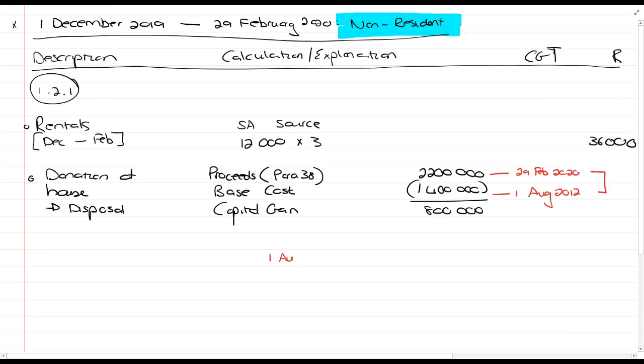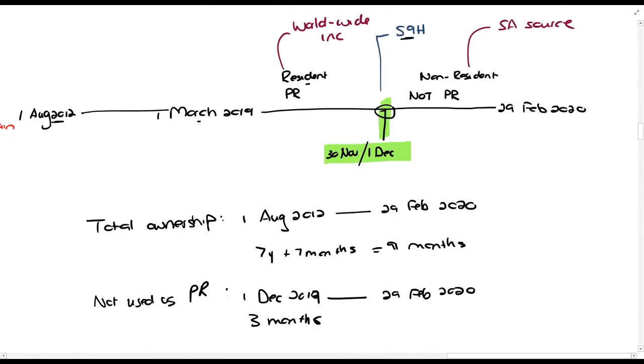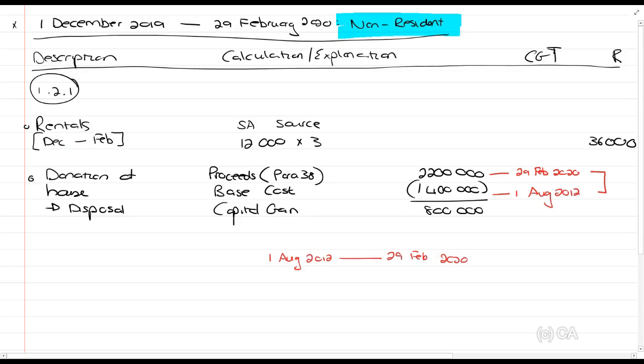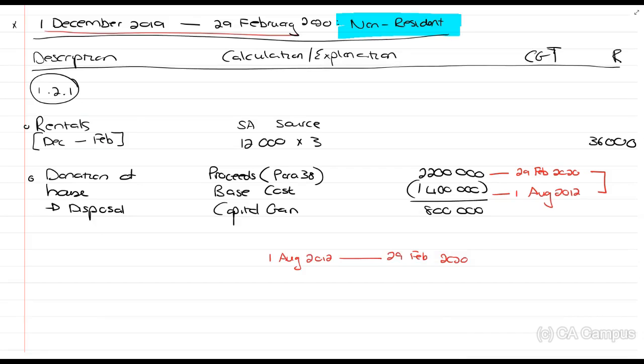this property. So again, if I just put it down like this, 1 August 2012 to the 29th of February 2020. Remember what we said here. 1 August 2012 to 29th February 2020 is 91 months. For 3 months, the 1st December to 29th February, after she becomes a non-resident, it was not a primary residence. So this 800,000 over here is just for the period it was a primary residence, and for a period it was not a primary residence.